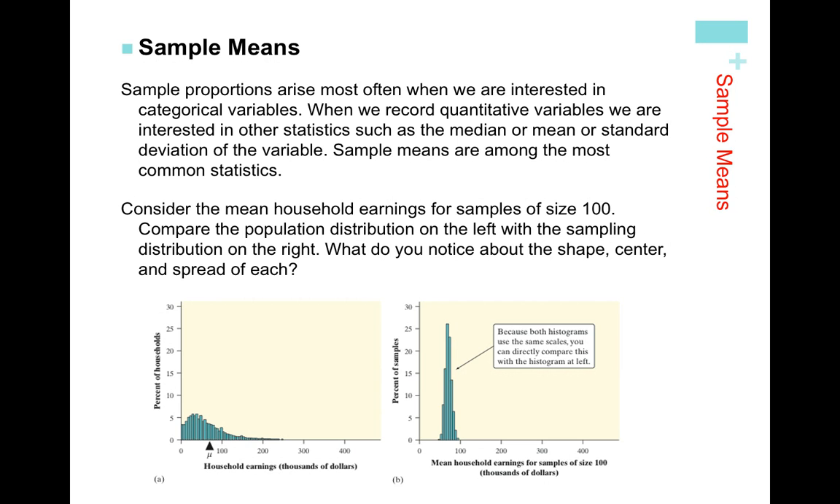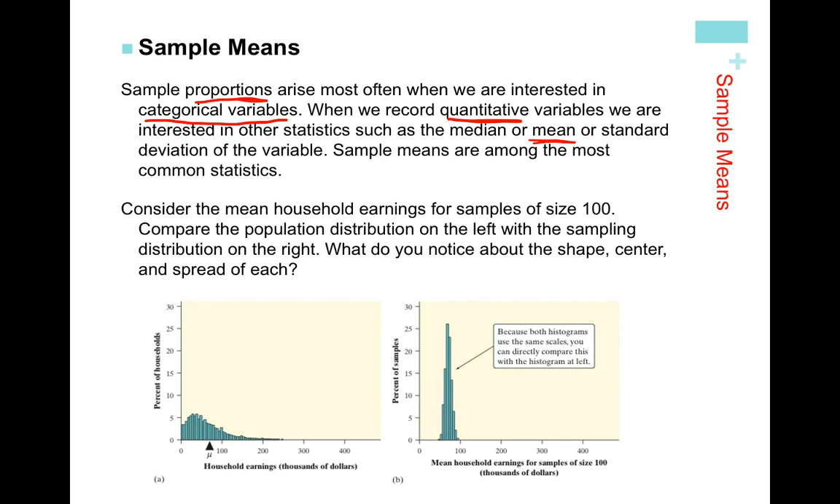So the first thing that we have here is just looking at the difference between when we use proportions and means, and I think that that's a really important distinction. So I had mentioned this before, we use proportions if we're dealing with categorical variables. If we do quantitative variables, we could use the median, the mean, or standard deviation, but primarily in this course, we end up dealing with the mean.